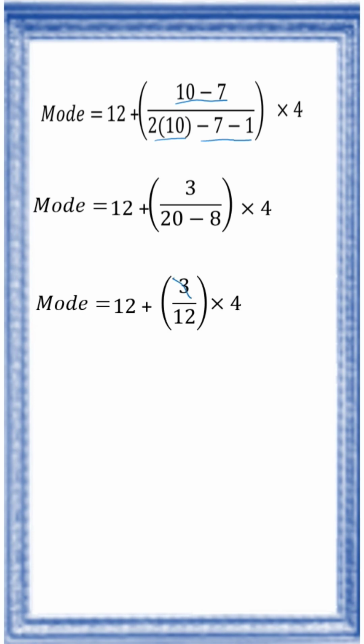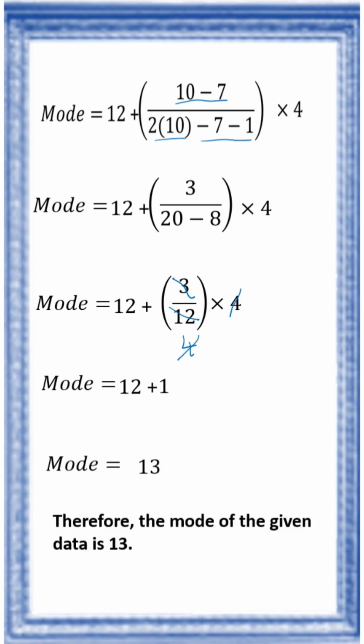Here it is a very easy problem. 4 gets cancelled. So here 1. Mode is equal to 12 plus 1. So mode is equal to 13. Therefore the mode of the given data is 13.